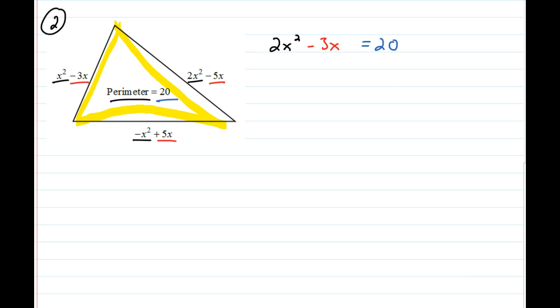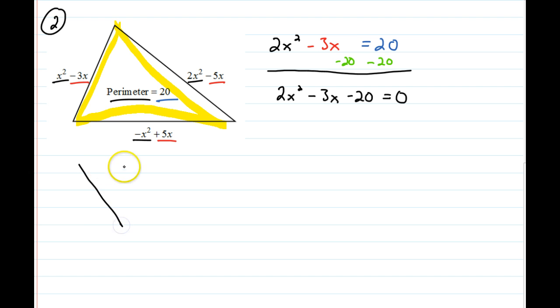And so I would want to complete the square on this one, so I'm just going to make it equal 0. So I'm going to minus 20 from both sides. And that gives me 2x squared minus 3x minus 20 equals 0. And now this is where you would do the x box.